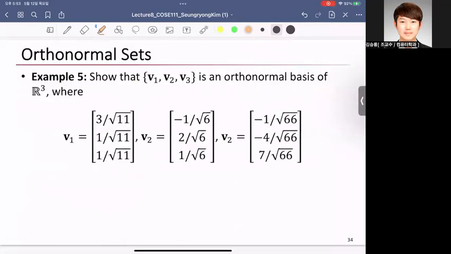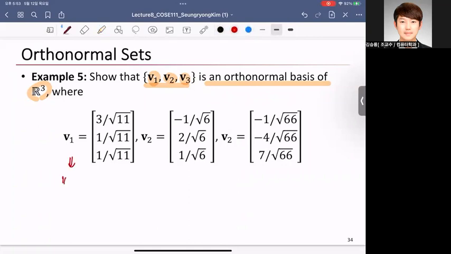Let me show you an example. Show that V1, V2, V3 is also an orthonormal basis of R3. So we have to prove they are orthogonal to each other and the length of each vector is 1. 그렇죠?